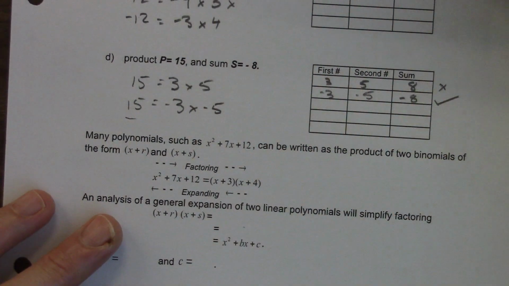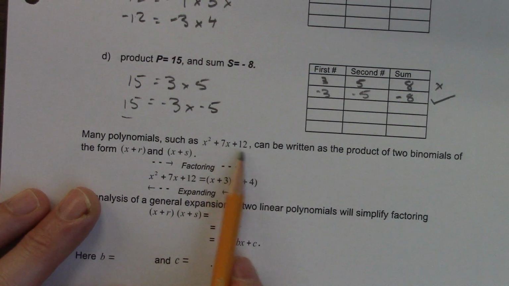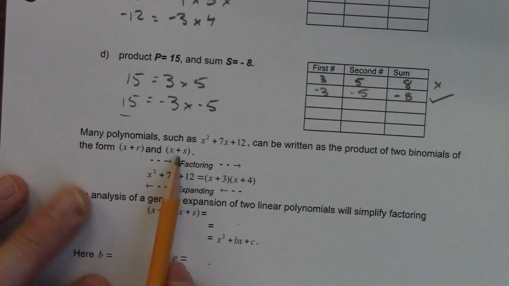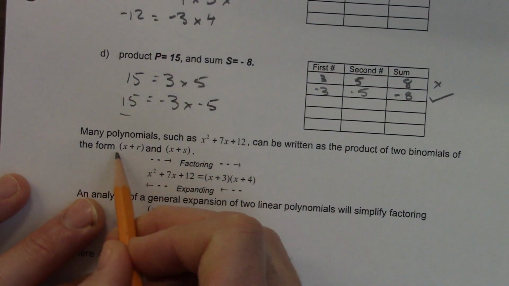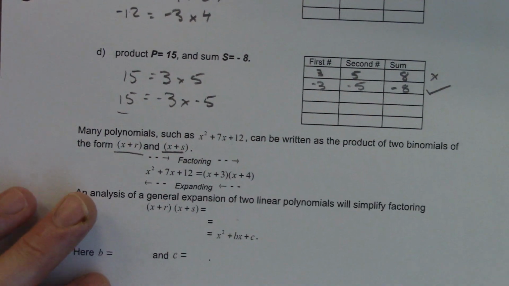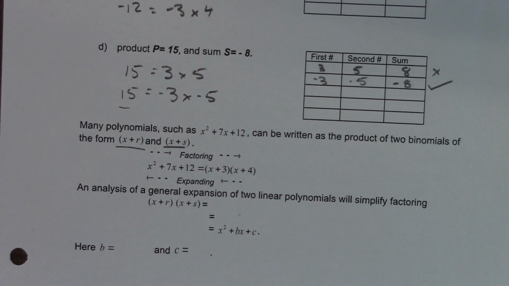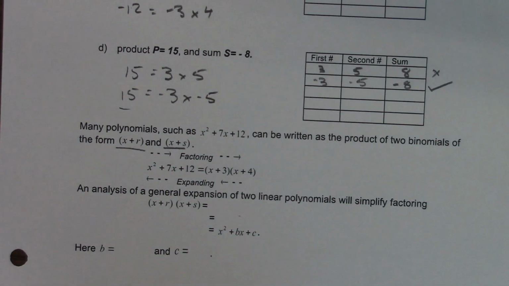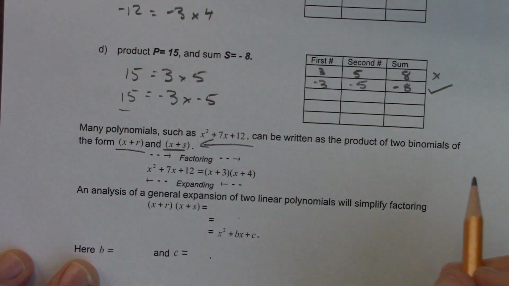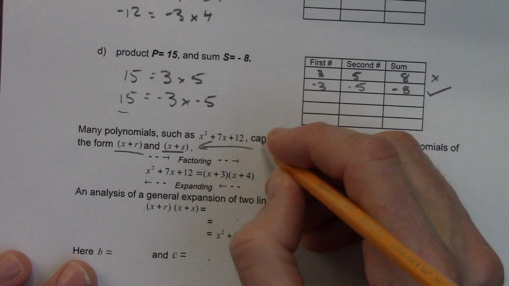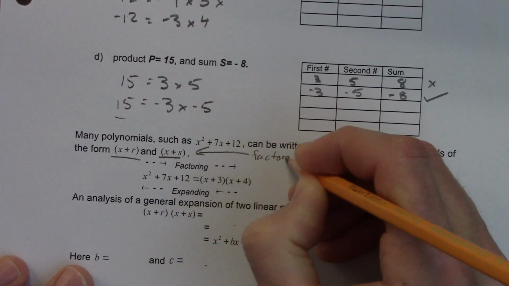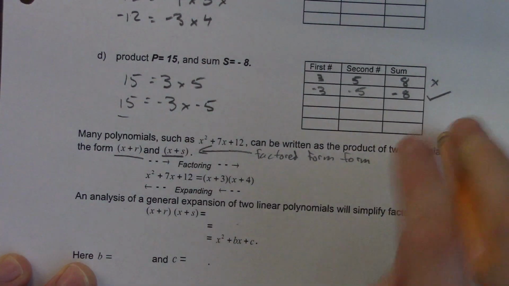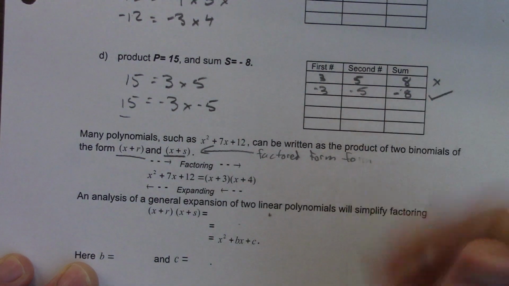All right, so let's talk about why we're doing this. Many polynomials, such as x squared plus 7x plus 12, can be written as the product of two binomials of the form x plus r and x plus s. Does anybody remember why we've seen that before, Milkias? Yeah, it was the factored form for parabolas. Good. Factored form for quadratics.